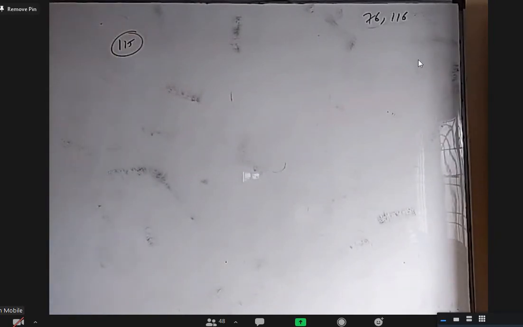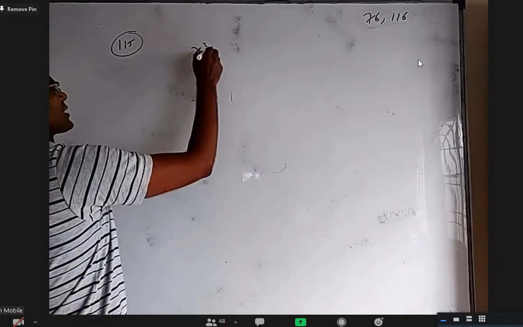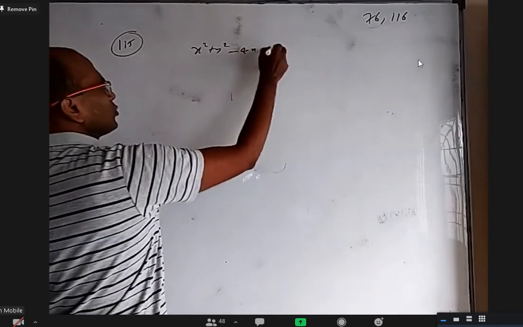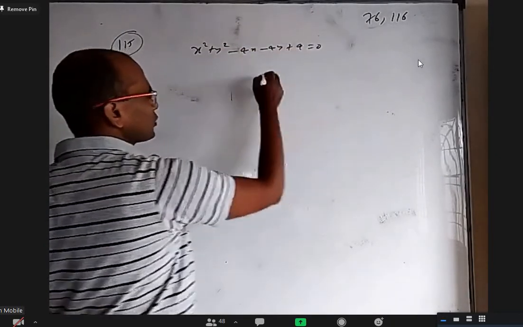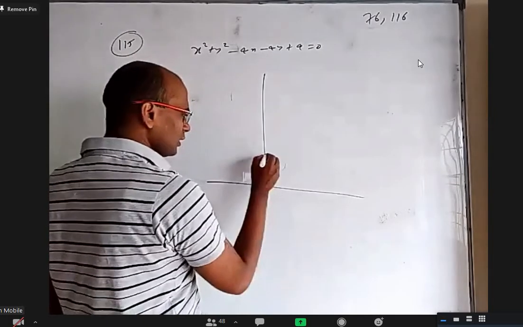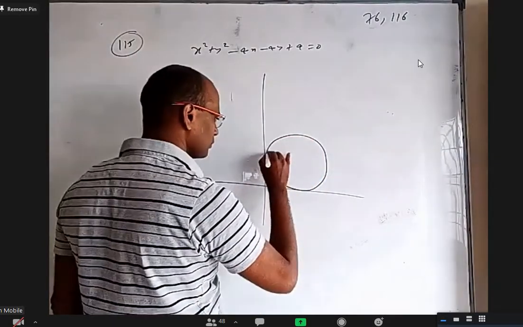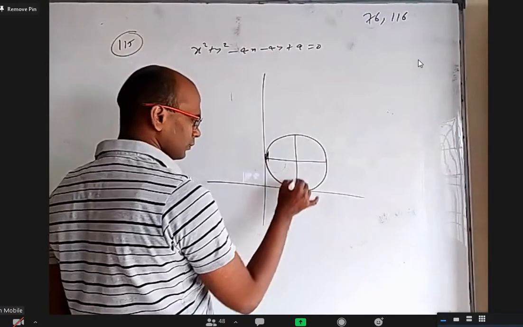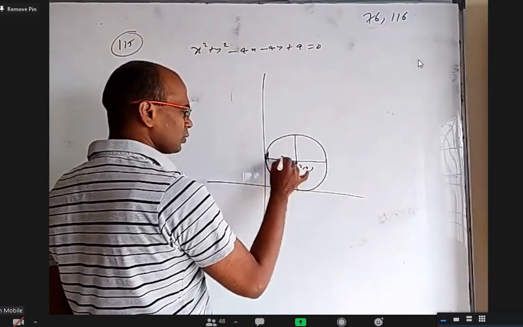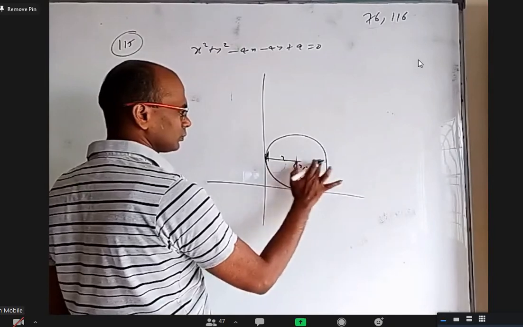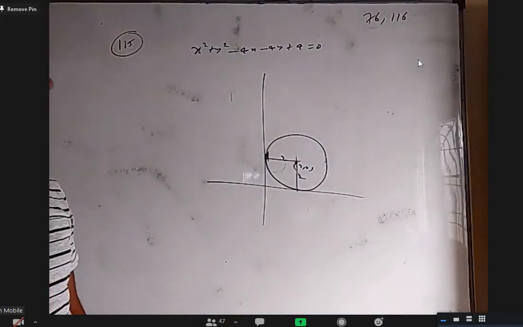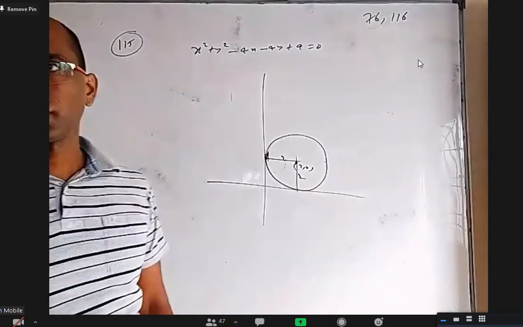Okay, 115. What is the question? There is a circle x square plus y square minus 4x minus 4y plus 4 equal to 0. It is a circle touching the x-axis and y-axis, already in the first quadrant. The center is 2, 2, radius 2. Okay. This is the given circle.